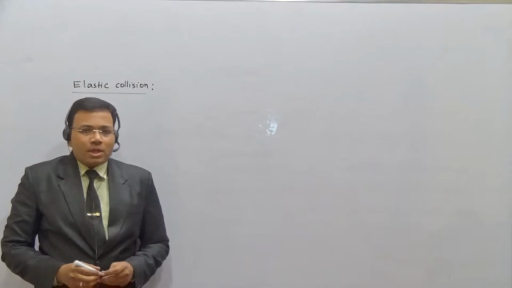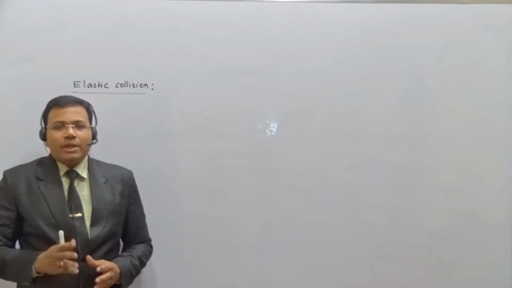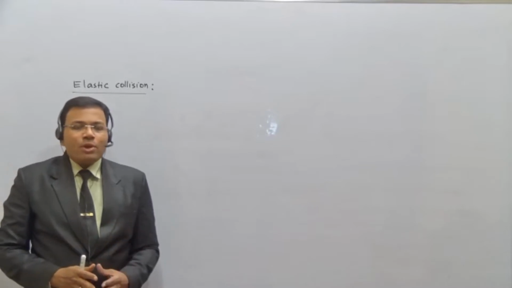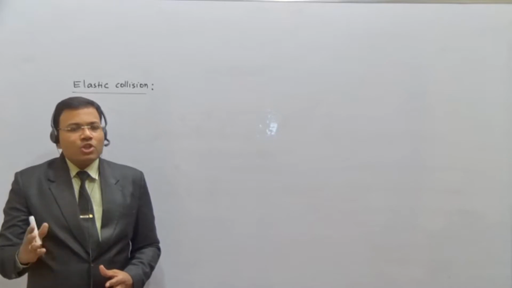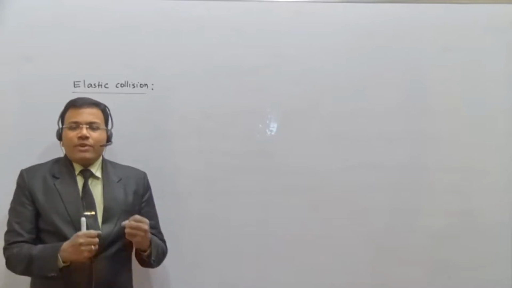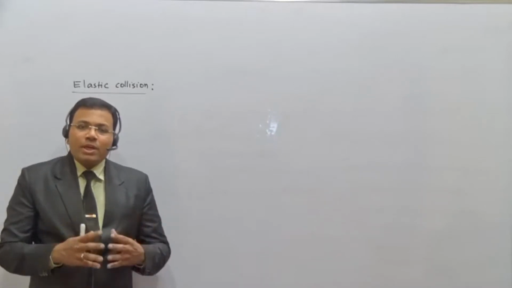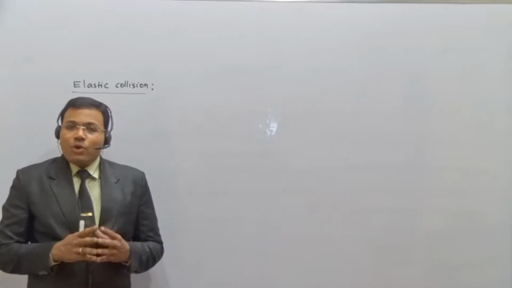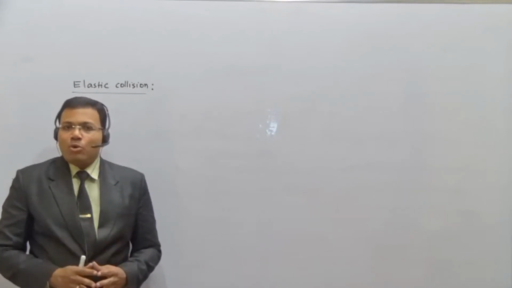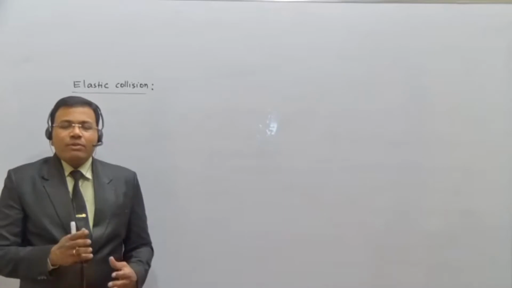This elastic collision is a type of collision in which both momentum and kinetic energy get conserved. That means the total momentum before collision is exactly equal to the total momentum after collision. When the two bodies are moving with different velocities and the collision has taken place, after collision they move again with different velocities, but the total momentum, that is the sum of the momentum of the two bodies before the collision, is always equal to the sum of the momentum of the bodies after collision.